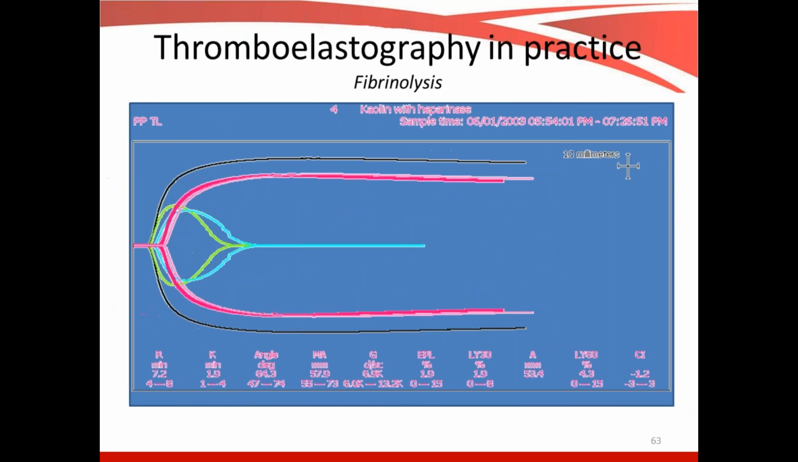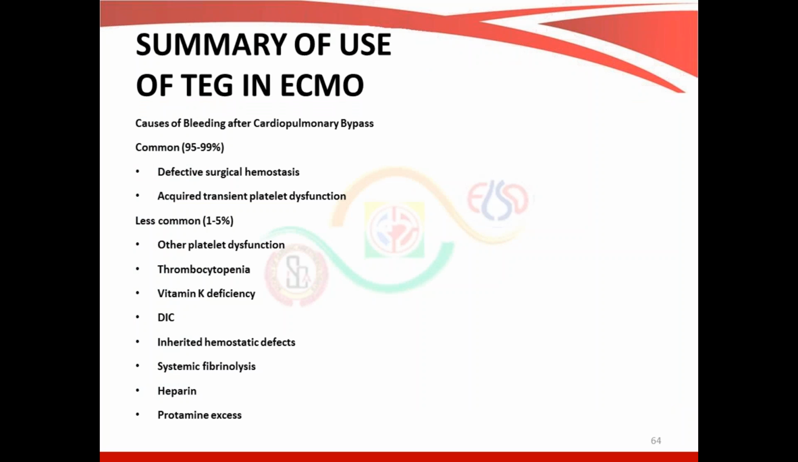And once fibrinolysis sets in, this is also a low FibTem. This means lysis 30 is more than 10%. This means your patient here would only respond to fibrinogen concentrate or cryo. So, summary of use of TEG and ECMO: the causes of bleeding in a partial cardiopulmonary bypass like ECMO are very, very high, and platelet dysfunction is high, and heparin is there, and residual heparin effect stays on for a long time. Platelet dysfunction like thrombocytopenia, vitamin K deficiency, DIC, inherited hemostatic defects, systemic fibrinolysis, and protamine excess.